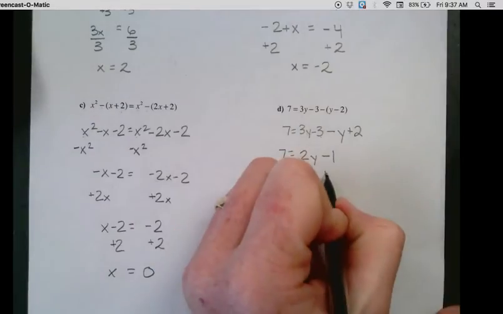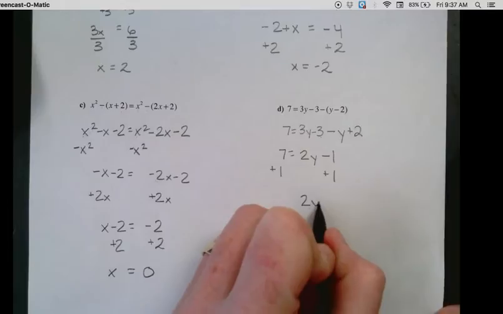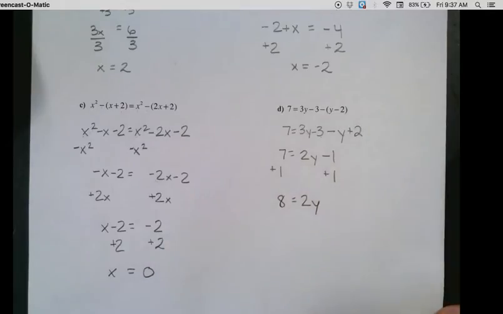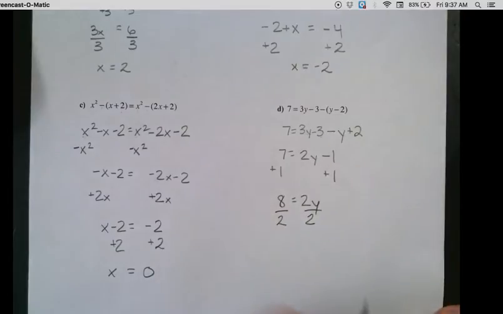I'm going to add 1 tile, or add 1 to both sides. Zero pairs go away. That's 8. Divide both sides by 2. Eight divided by 2 is 4. And we are done.